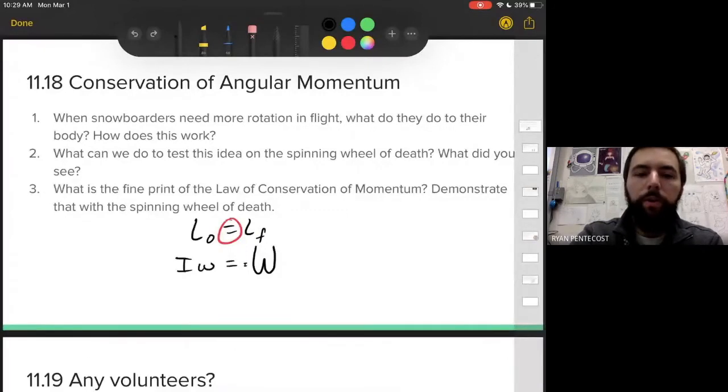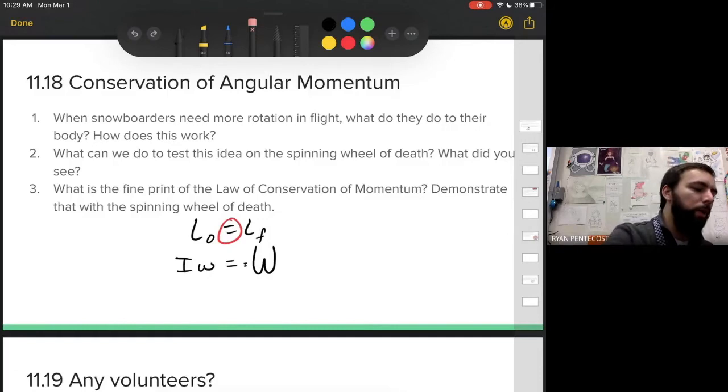That's how we can demonstrate this idea on the spinning wheel of death, right? We can show that as I spin and move my arms in and out, that's actually going to change my moment of inertia. And by changing my moment of inertia, I can manipulate my own angular velocity because of the conservation of angular momentum.